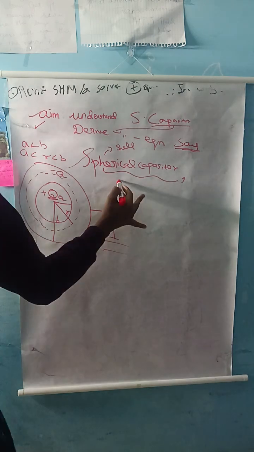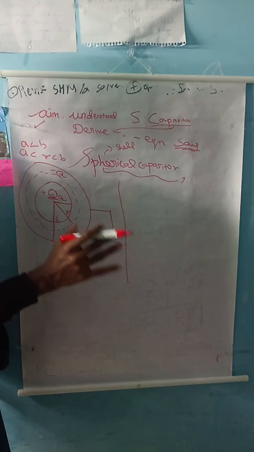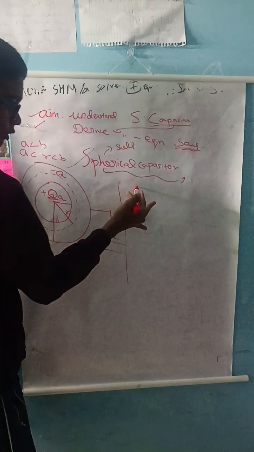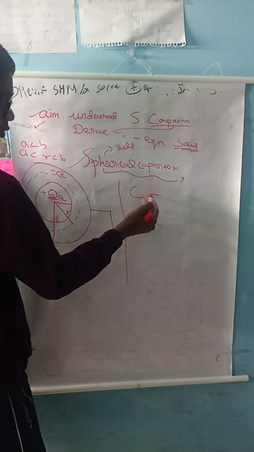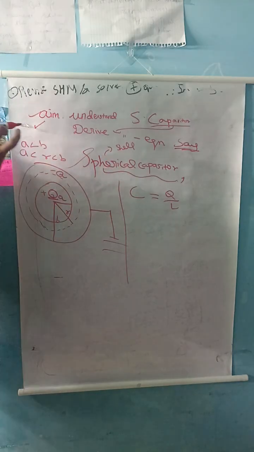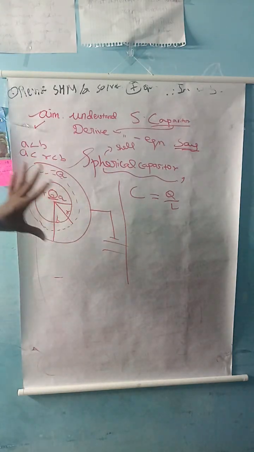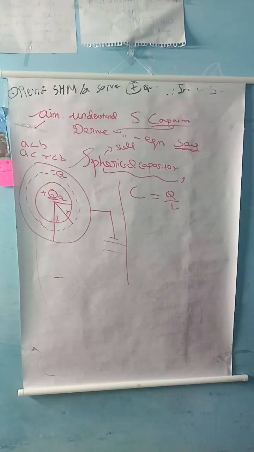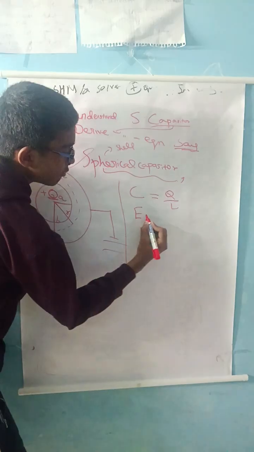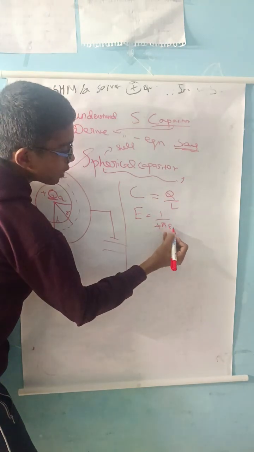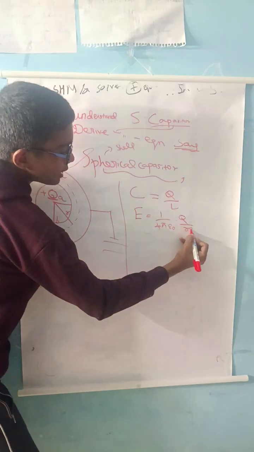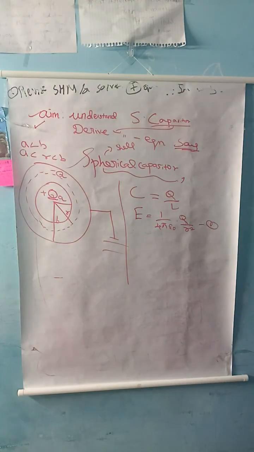Now, let's derive the capacitance equation. For derivation, first check what we have to find. We have to find capacitance. You know that capacitance is equal to Q by V, right? From the first lesson, we know the electric field of this particular spherical shell. It's E equals 1 by 4 pi epsilon naught times Q by r square. Let's take this as equation number 1.